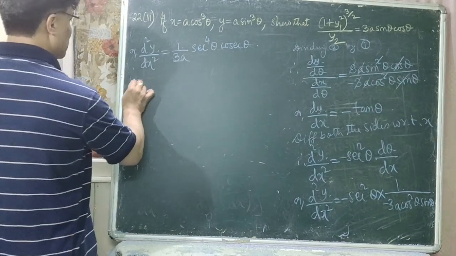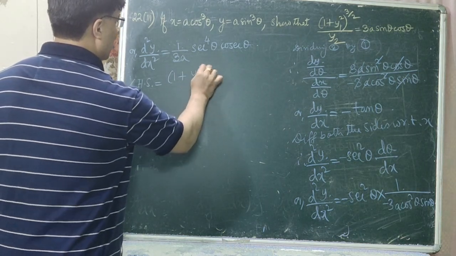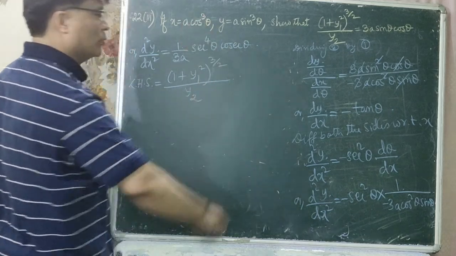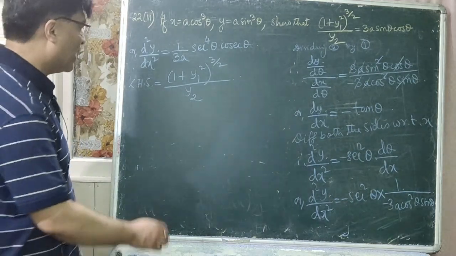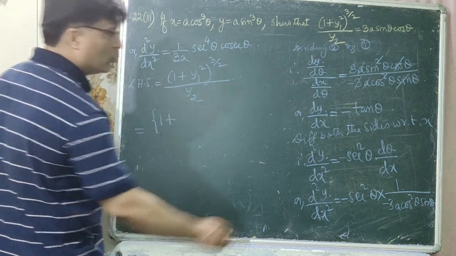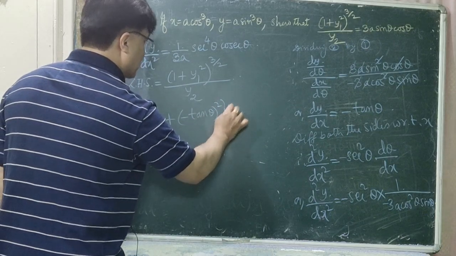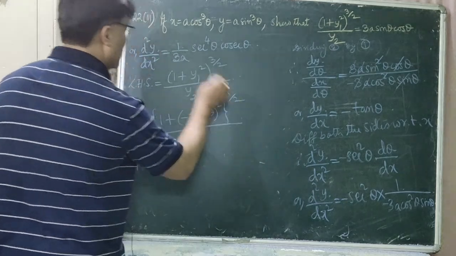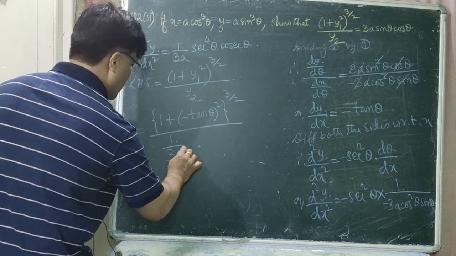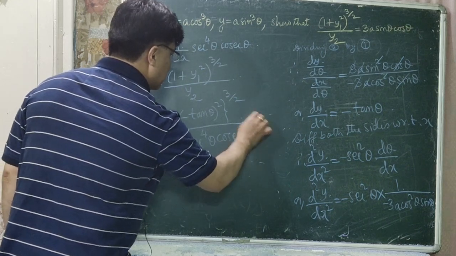Now write down LHS. So what is LHS here? It is 1 plus y1 square whole to the power 3 by 2 divided by y2. Now let us put the value for y1 as well as y2. So it is 1 plus, what is y1 here? It is minus tan theta. It is minus tan theta whole square, second bracket close, whole to the power 3 by 2, whole divided by, what is y2? So y2 here is 1 upon 3a sec to the power 4 theta into cosec theta.